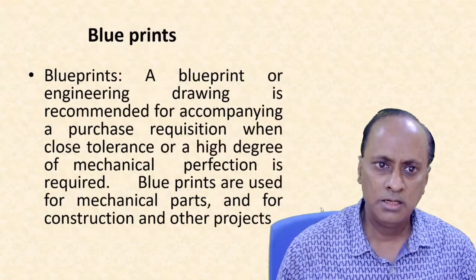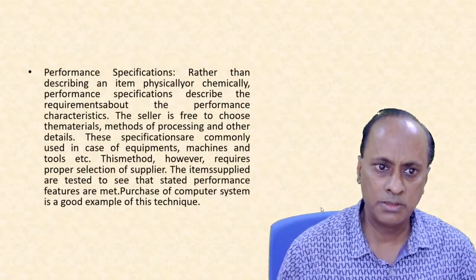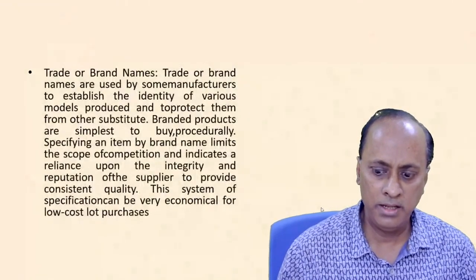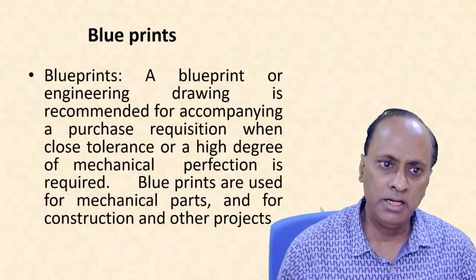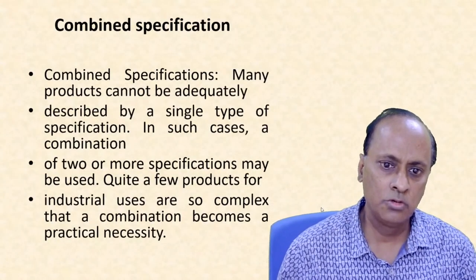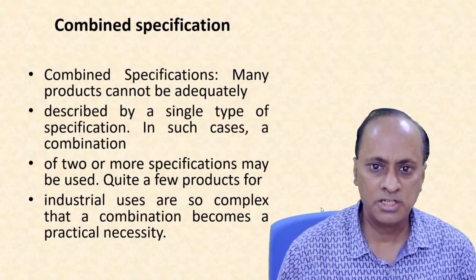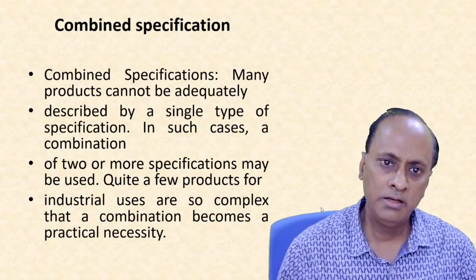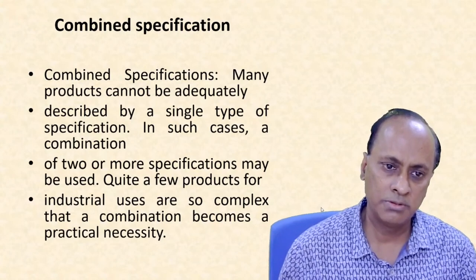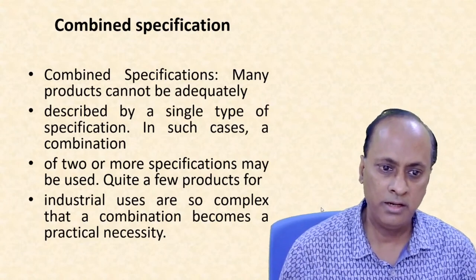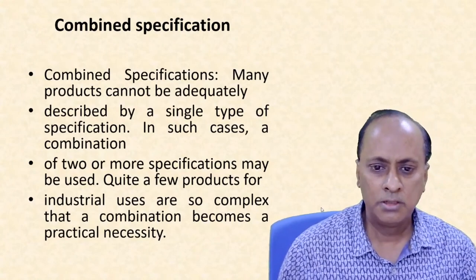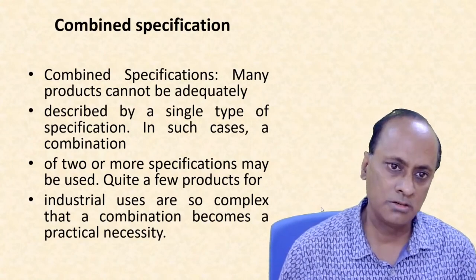Now, I have mentioned different types of specifications, say performance specification, material specification, then your trade or brand name. All these in themselves are not sufficient to specify a product as a single type of specification. So what the industrial users do, they combine different specifications. In such a case, a combination of two or more specifications may be used. Quite a few products for industrial uses are so complex that combined specification is the only answer.